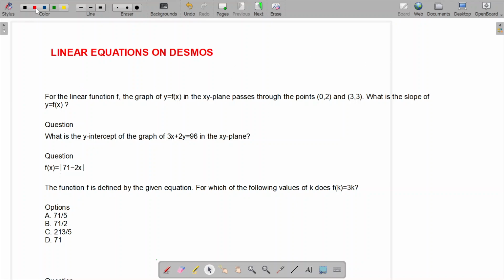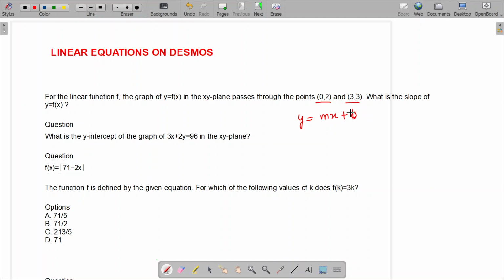So the first question says: for the linear function f, the graph of y equals f of x in the xy-plane passes through the points (0, 2) and (3, 3). What is the slope of y equals f of x? Do you know what the equation of a linear function, a linear equation, or a line is? The equation of a line is given by mx plus c, or sometimes people say y equals mx plus b.